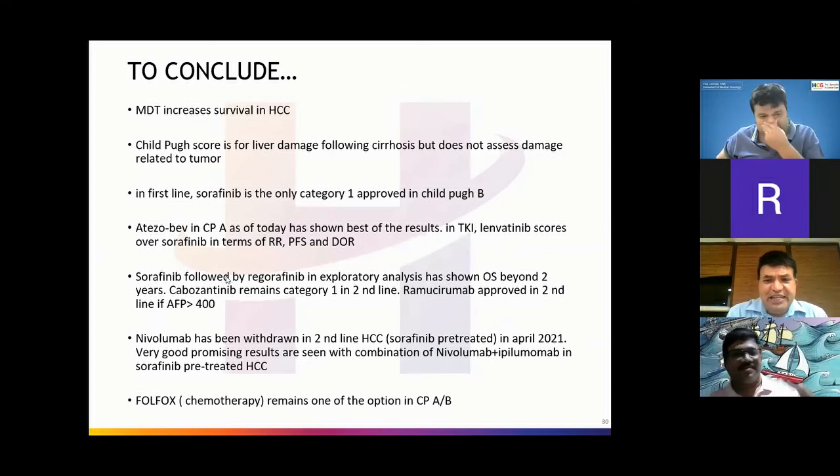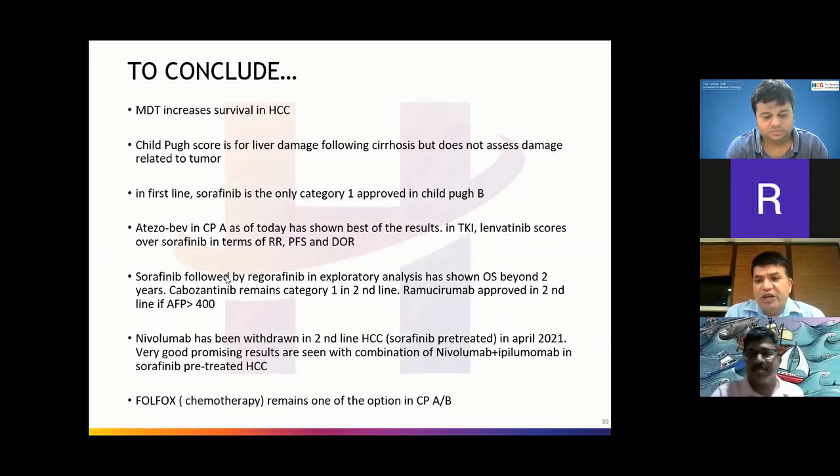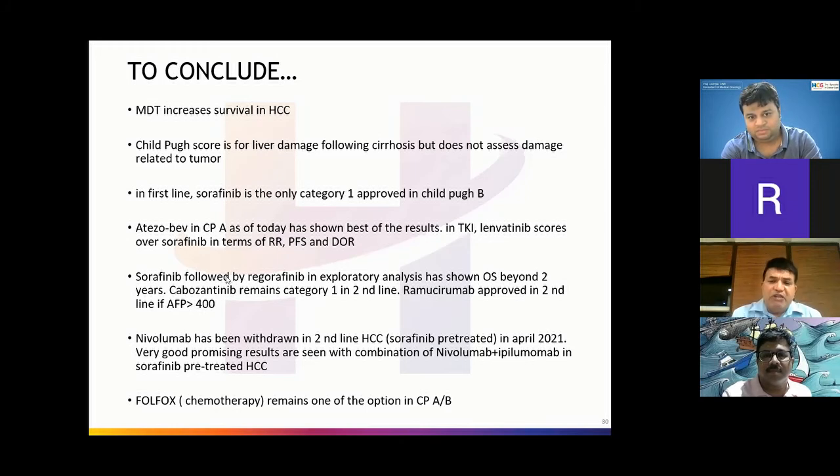MDT increases survival in HCC. Child Pugh score is for liver damage following cirrhosis, but does not assess damage related to tumor. Please remember that. First line sorafenib is the only category 1 approved in Child Pugh B. Atezo-bev in Child Pugh A, I think all of us know, has surpassed the best results with this combination. In TKI, lenvatinib scores over sorafenib, which we all know, and we prefer lenvatinib over sorafenib. Sorafenib followed by regorafenib, people have lived beyond 2 years. Cabozantinib remains category 1 in second line. Ramucirumab we could not discuss, but it is approved if alpha-fetoprotein is more than 400 and in second line.